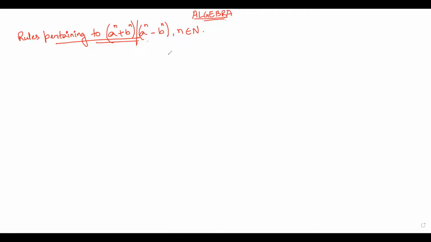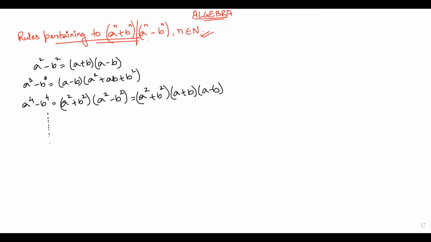Now, let us see some rules which we can apply when numbers are in the form of a raised to power n plus b raised to power n or a raised to power n minus b raised to power n, where the small n belongs to natural numbers. We know a square minus b square is given by a plus b times a minus b. So we can say that a minus b is a factor of a square minus b square, or in other words, a square minus b square would be completely divisible by a minus b.